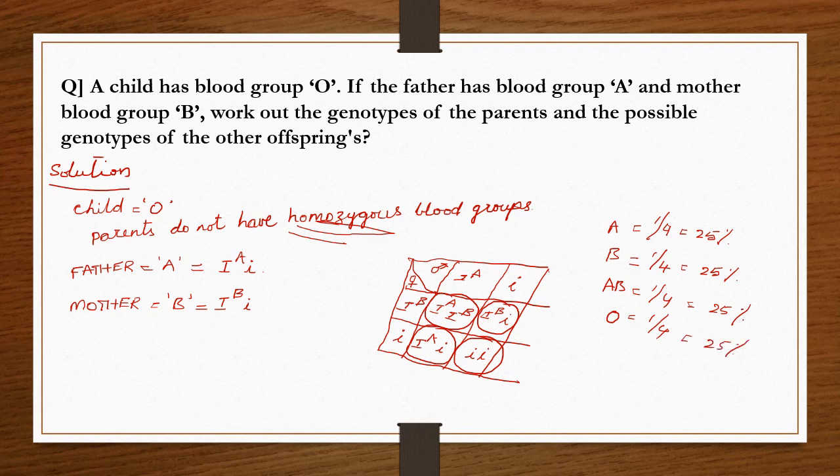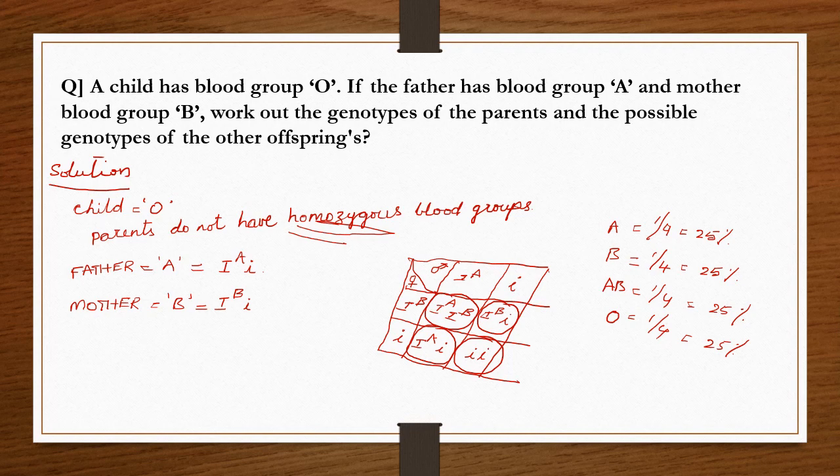So 25% of the children will get all 4 types of blood groups. So when the child's blood group is O, and their parents have the heterozygous condition of A and B blood groups, all 4 types of blood groups we can observe in their offspring.